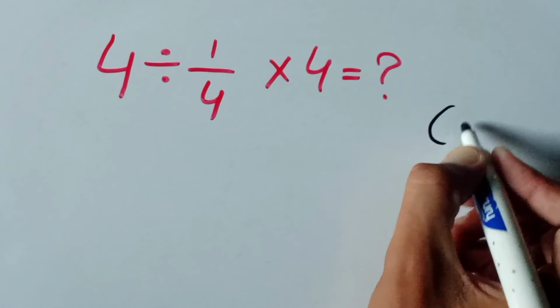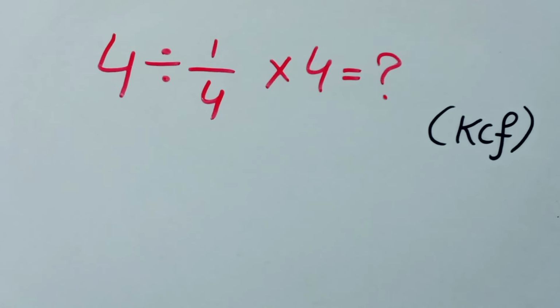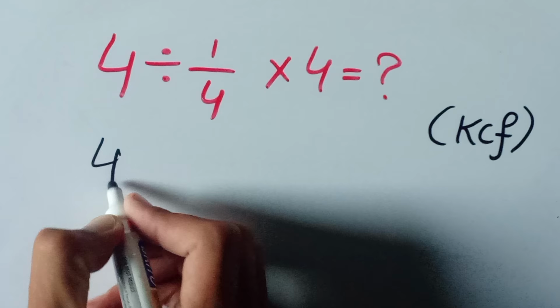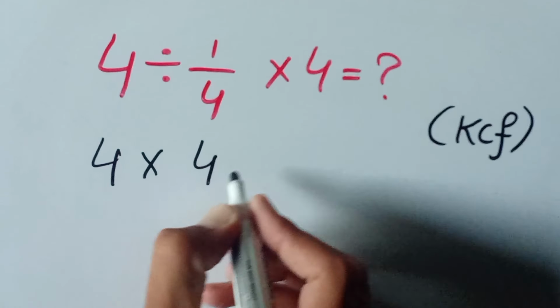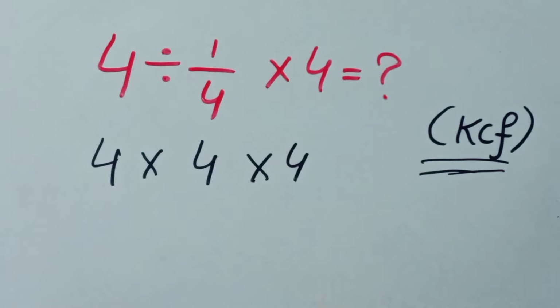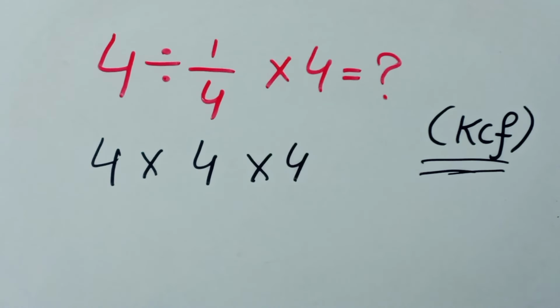Guys, let's learn about the KCF rule, where K stands for keep, C stands for change, and F stands for flip. We can write this as 4 times 4 times 4. The KCF rule states that whenever you change division to multiplication, the denominator is changed to the numerator and the numerator is changed to the denominator. So I can write this expression in this form.